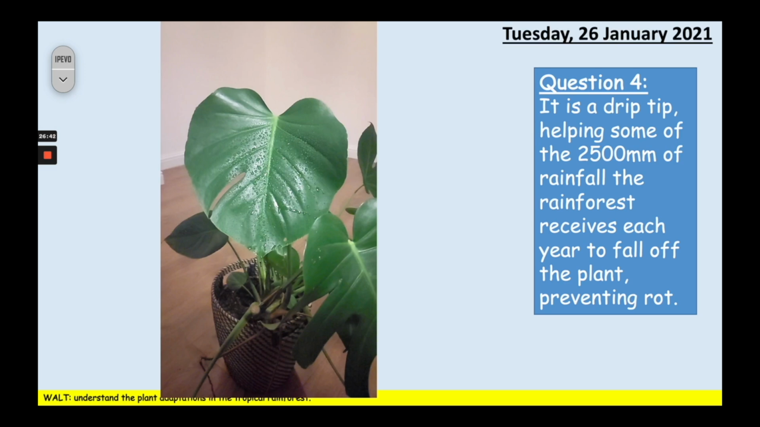So I've got a spray bottle which is going to imitate rain falling on the leaf, and you will see how the plant and its shape diverts the water droplets towards the drip tip, so that they can run off the leaf.